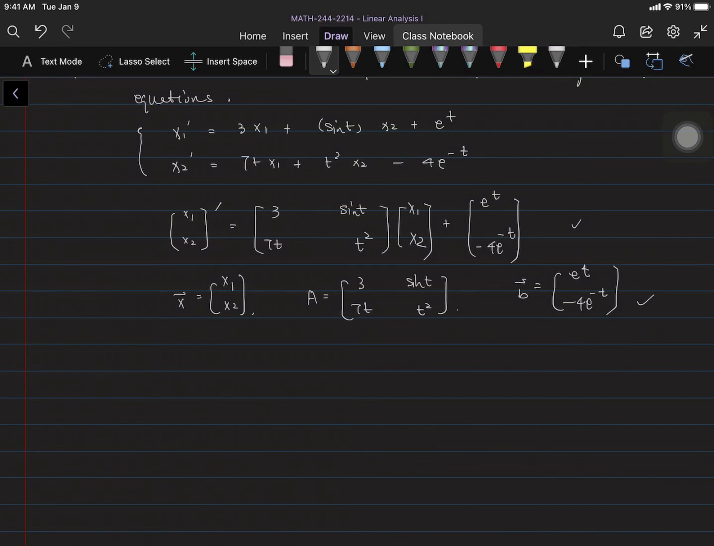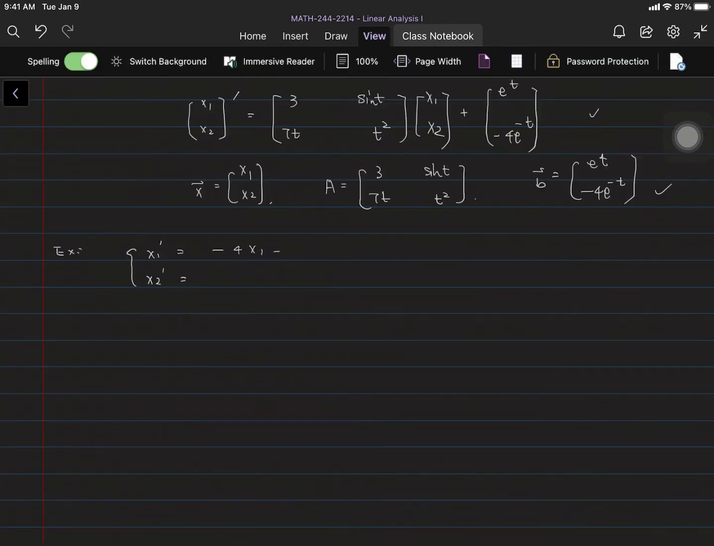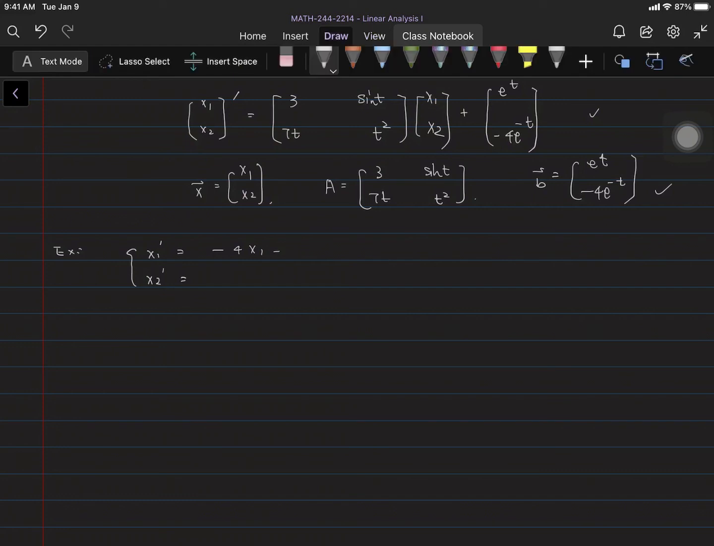Now let's take a look at this exercise problem. We have a linear system of differential equations here: 3x2 plus 4t, 6x1 minus 4x2 plus t squared. Let's write down the vector form.